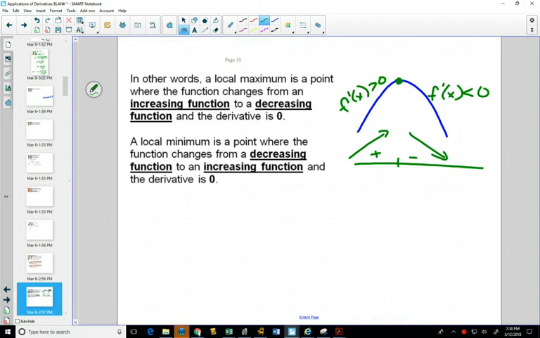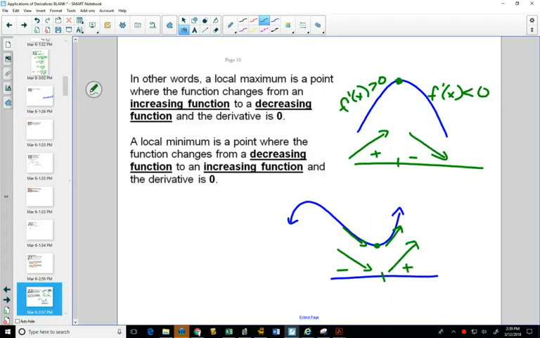And a minimum would be exactly the opposite. So if you had a function that had a minimum right here, it is decreasing before and increasing after. You would have that critical value from your derivative. You would find all the slopes before that point would be negative, telling you your function is decreasing. And you would find all the slopes of your tangent after that point to be positive, telling you that your function is increasing.